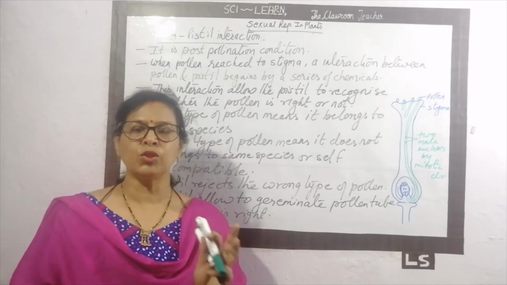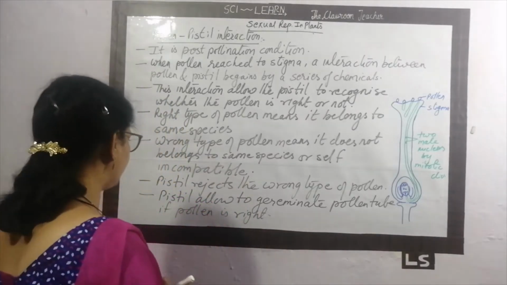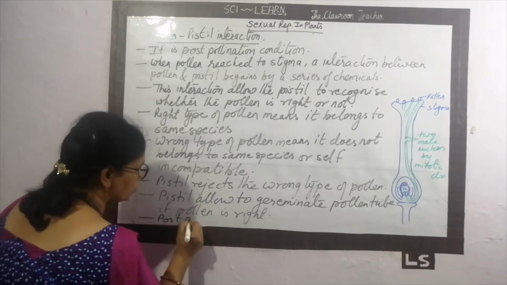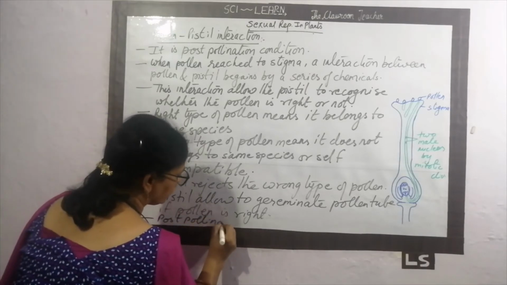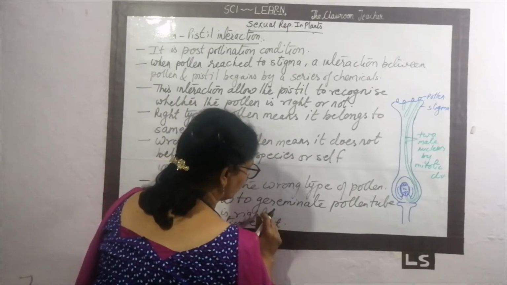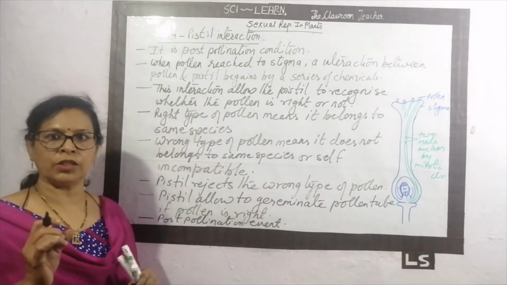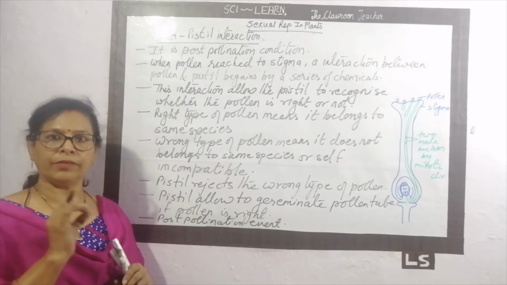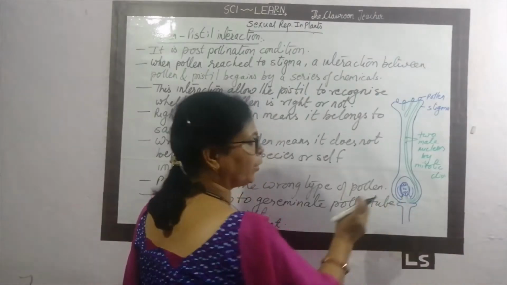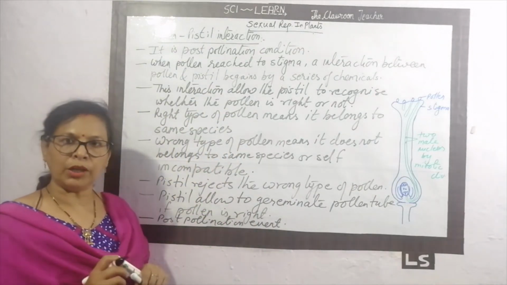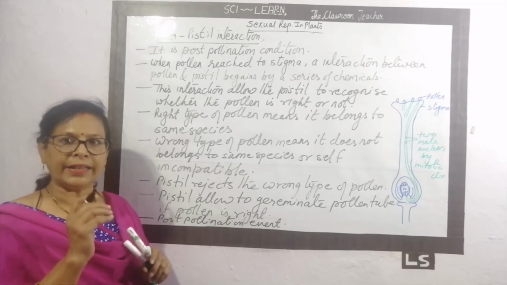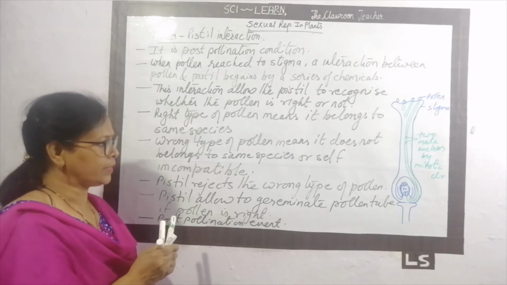This is the fourth pollination event. After pollination, this process is going on. Now, what happens if the pollen tube is developed? The pollen tube reaches the micropylar end of the female part. When it reaches the micropylar end, it is guided by the filiform apparatus.